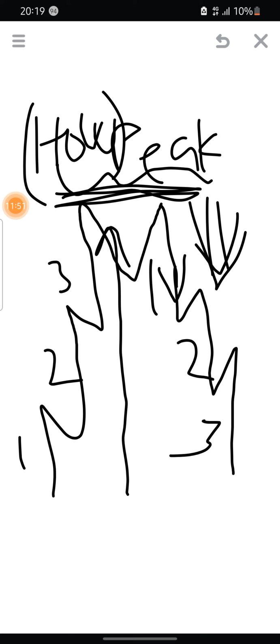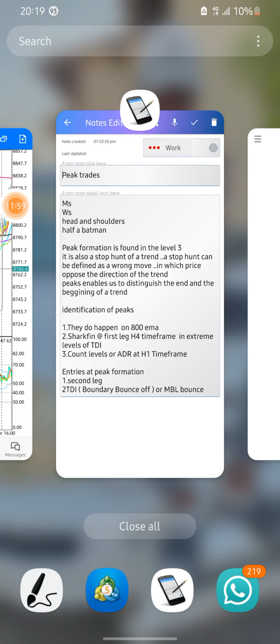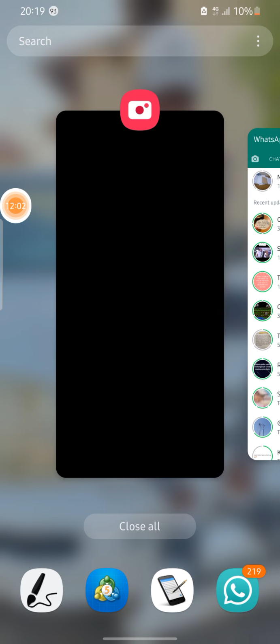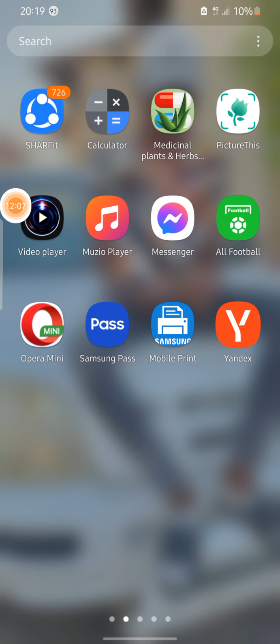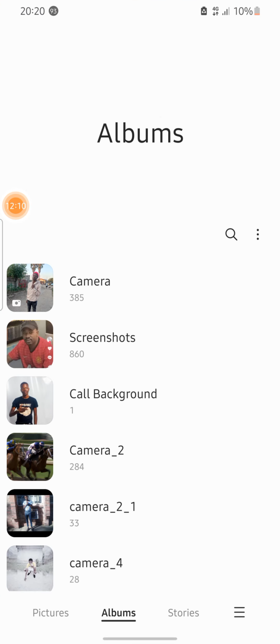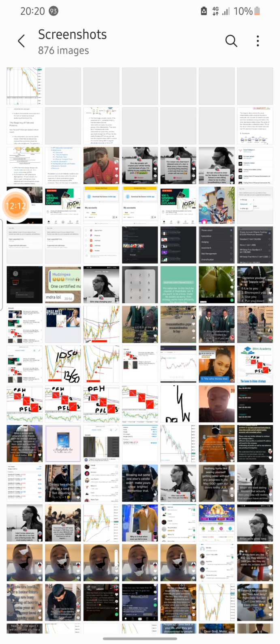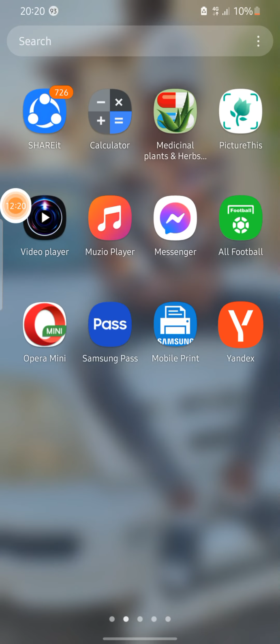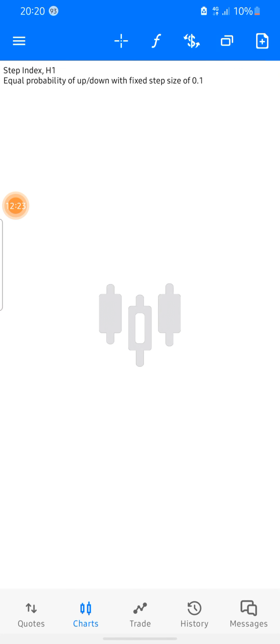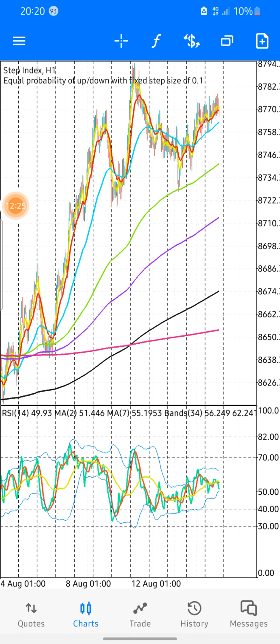Okay, how then do we identify peaks, right? On identification of peaks, I just want to show you something here. Let me rush into my gallery. I've got some screenshots which I took. Okay, yeah, let me see. Okay, let me go back into my MT5, right? I will show you there how we identify peaks, right?